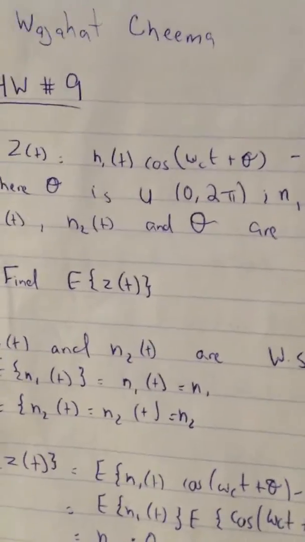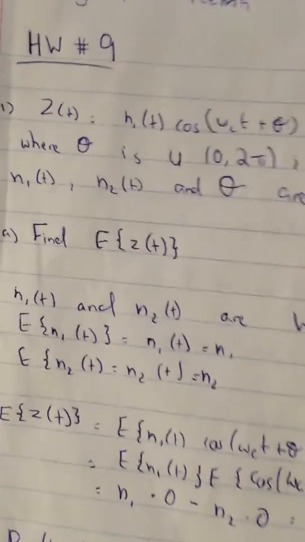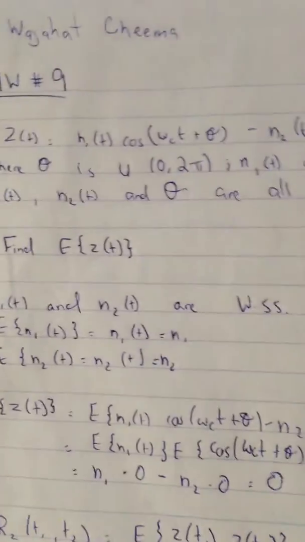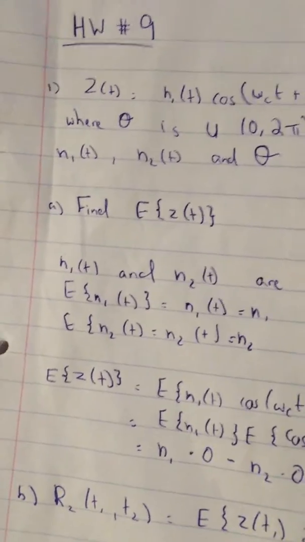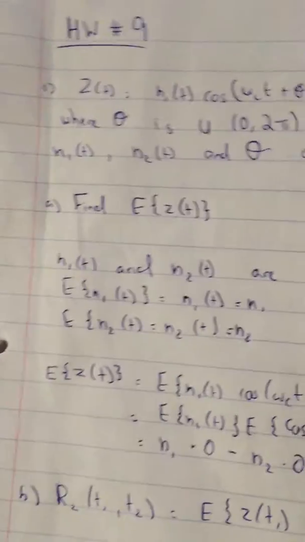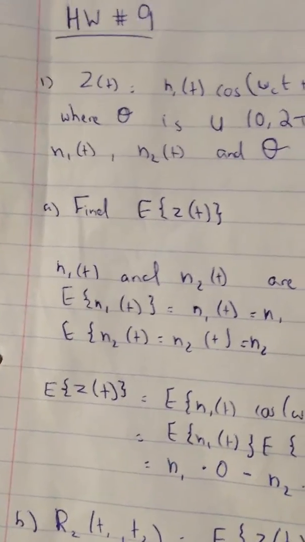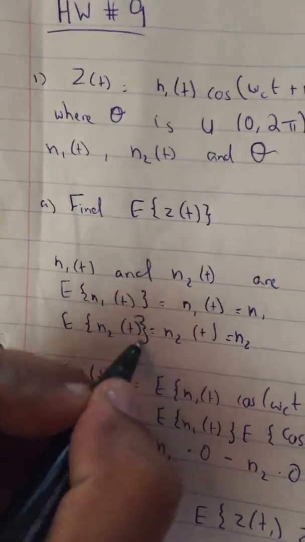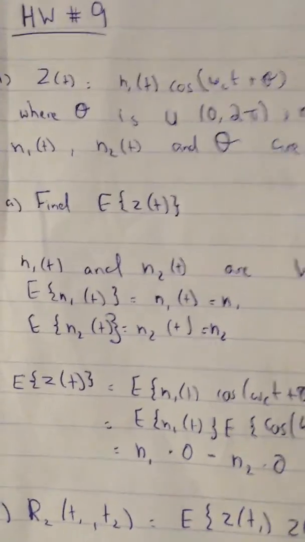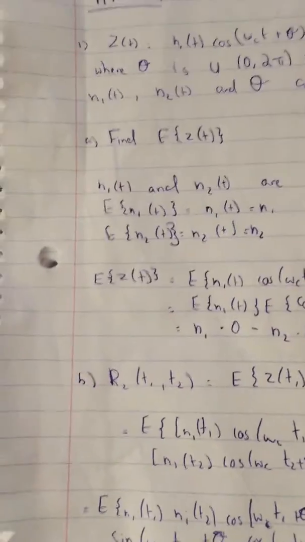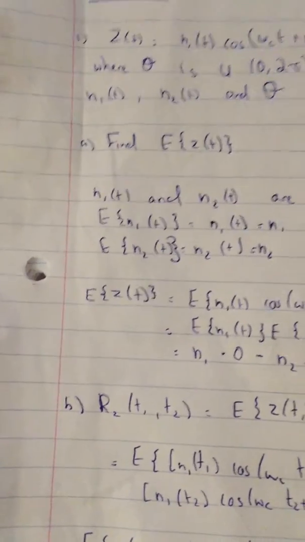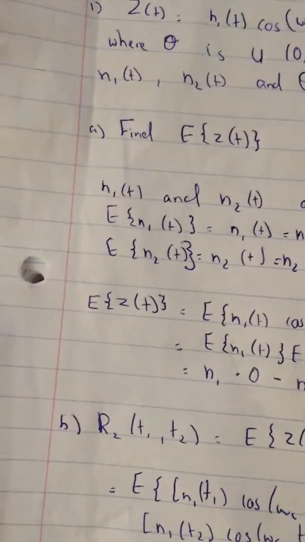And so for part A, we have to find the expected value of z(t). So we know that n1(t) and n2(t) are WSS, therefore the expected value of n1(t) equals n1, and the expected value of n2(t) equals n2. So using this principle, we can figure out a few things here.